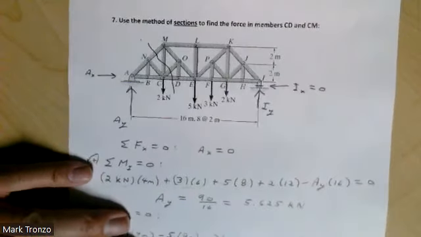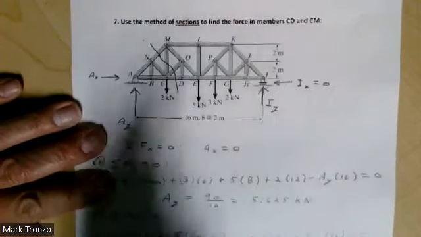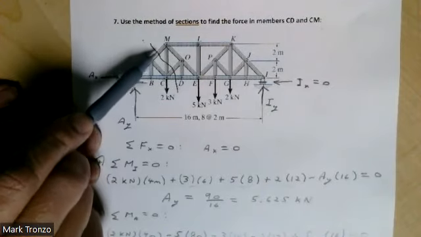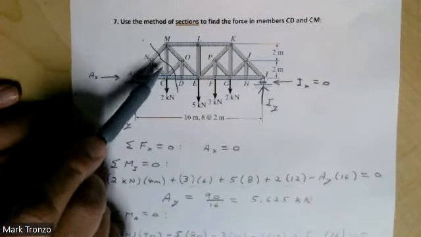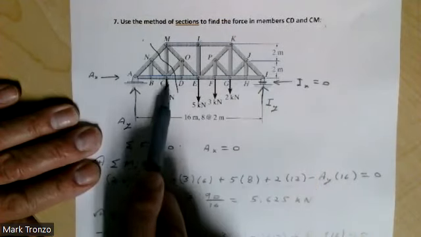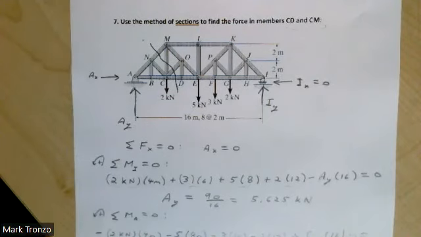But in any case, we want members CD and CM. So we can make a cut through this right about here. We need to cut through CM, which we do, and we'll need to cut through CD, which we did. So we've got those two.